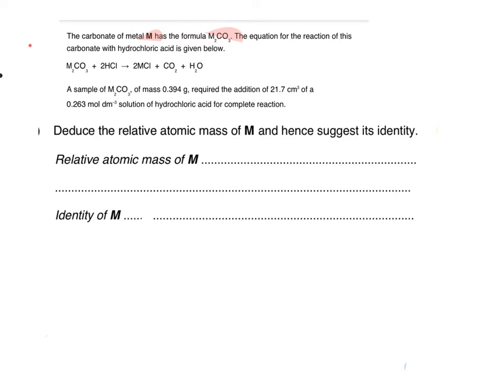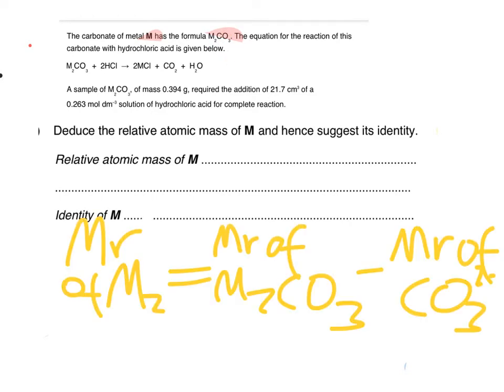To work out M, you need to know its relative atomic mass. To work out the relative atomic mass of something, you have to know the total molecular mass of the whole thing. So if you knew the whole thing was 100, and you know carbon's 12, oxygen's 16 times 3, you can then work out what M is. Let's write an equation for that. The Mr of M2 equals the Mr of the whole thing, minus the Mr of the CO3.